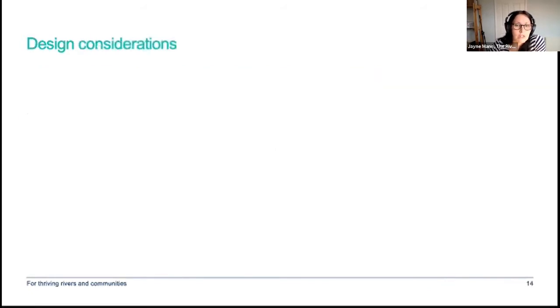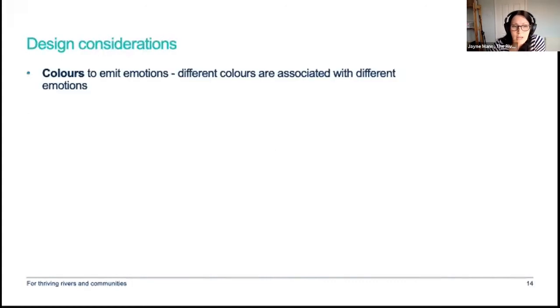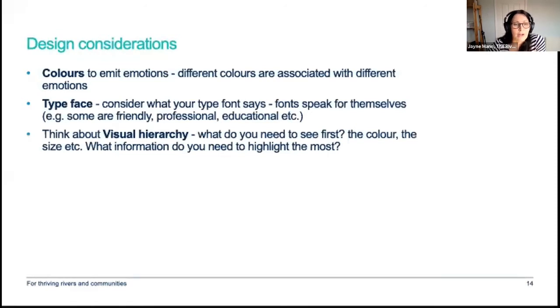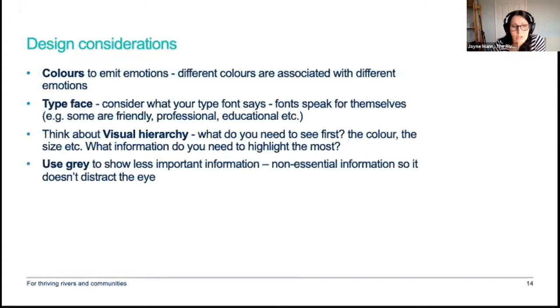So some considerations that you can change. Colours, obviously think about how they emit emotions. Different colours are associated with different emotions. Your typeface, you can have a really friendly typeface, or you can have a really professional, educational typeface. Think about visual hierarchy. So what do you need to show first? What information needs to be highlighted the most? And use grey to show less important information. So non-essential information can be shown in a nice grey, so it doesn't distract from the main point that you want to show. And remove any unnecessary information as well.